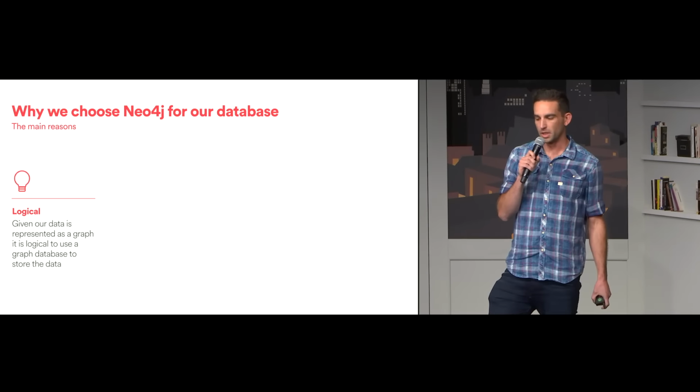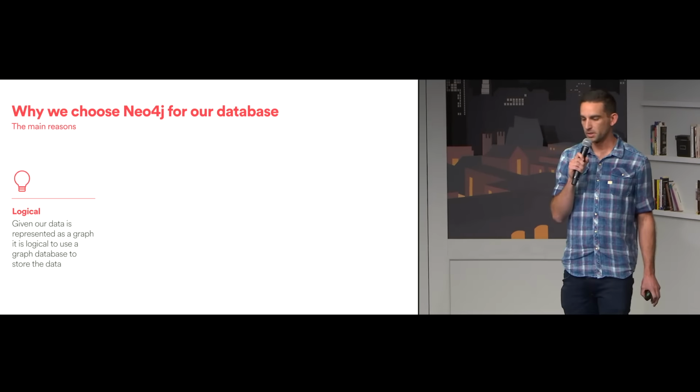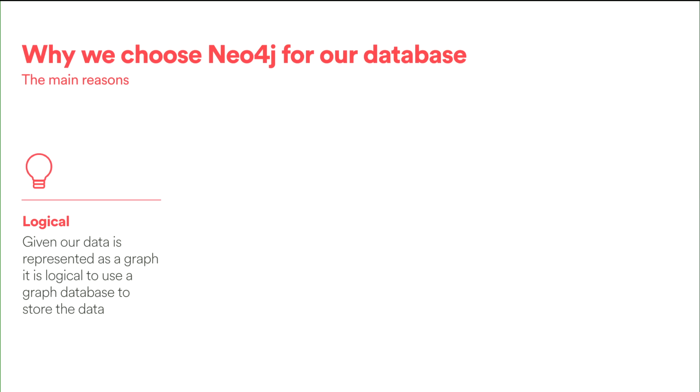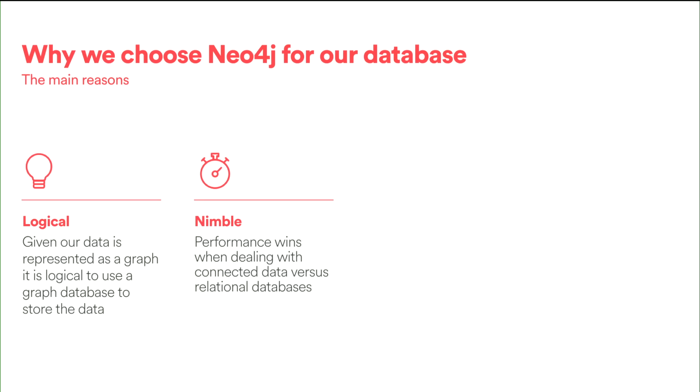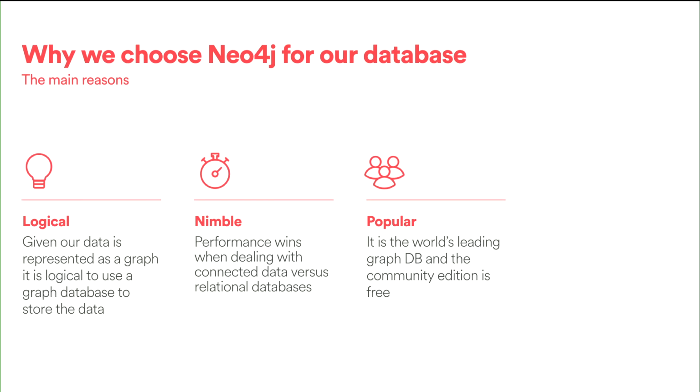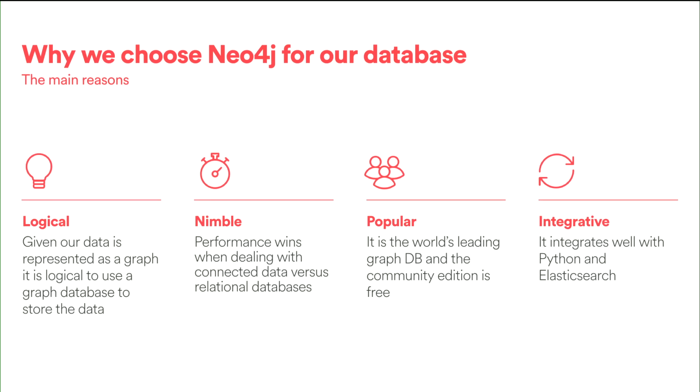So why did we choose Neo4j? There are 4 main reasons. Firstly, given that our data is represented in a graph, it just makes logical sense that we use a graph database to store that data. Performance is key here. There are huge performance wins when using a graph database, especially for connected data. We don't have to deal with joins. Neo4j is the most popular graph database, and the community edition, which is what we use, is free, so that's a nice win. And it integrates really well. It integrates well with Python, which is what we use, and Elasticsearch. So these are existing technologies here.